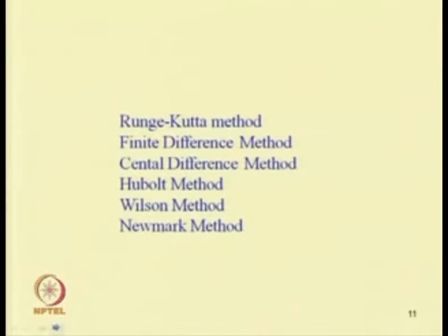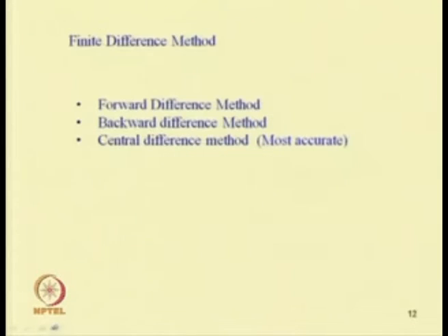We can see that there is the Runge-Kutta method, which we have already studied. One can take the finite difference method, or one can take the forward, backward or central difference method. Then one can use the Houbolt method, Wilson method or Newmark method. These three methods we will study now, and we will see how these methods can be used to find the response of the system.